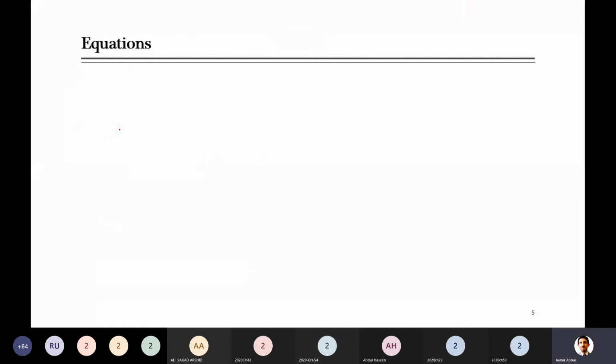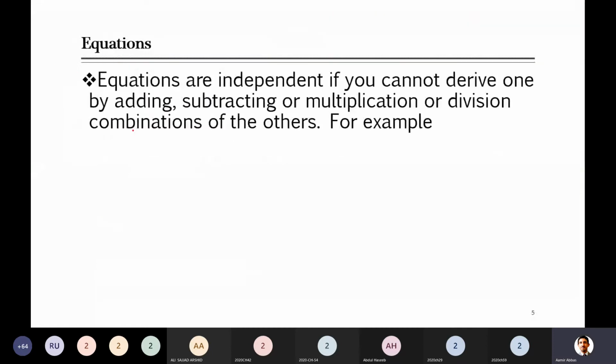And how do equations depend on each other? Actually, we can say the equations are independent if we can't derive one equation by adding, subtracting, multiplication or division combination of the others. Then the equations are called independent. I will give you some examples to clarify this point. So for example, you can see here x is equal to 3 and y is equal to 2. Are they independent equations or not?